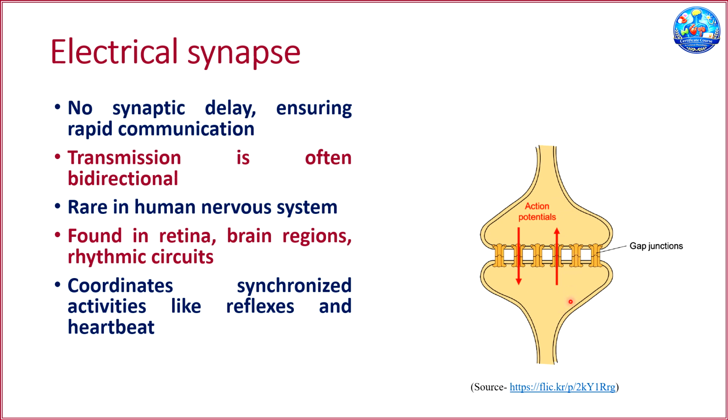between the cells. They are relatively rare in our human nervous system, but are found in special regions such as the retina, in some regions of the brain, and in circuits that are responsible for synchronized activities like the rhythmic circuits. So their main function is in coordinating activities that require simultaneous activations such as the reflex action as well as the heartbeat.